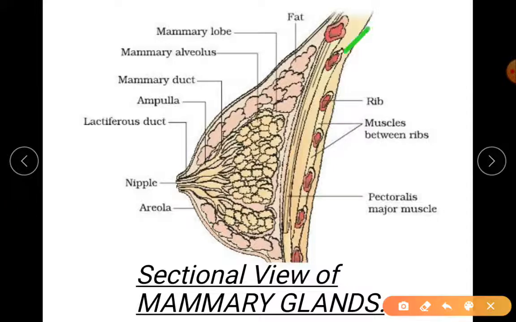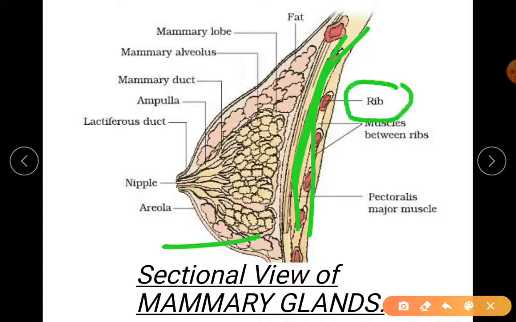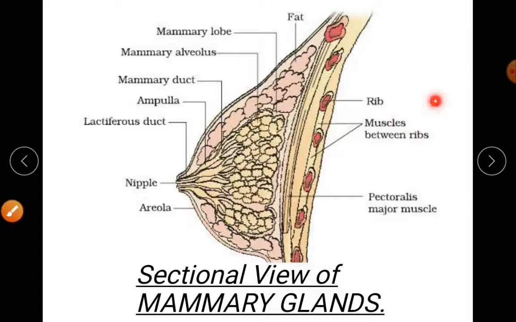This is about the area behind the breast. Mammary glands are also called breasts. So you can find ribs, the muscles between the ribs are called your intercostal muscles, and between these two, sideways you can say, is your pectoralis major muscle. So see that this is studied.